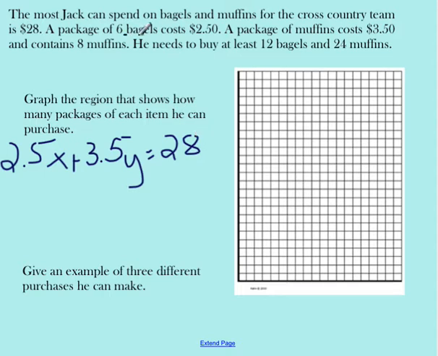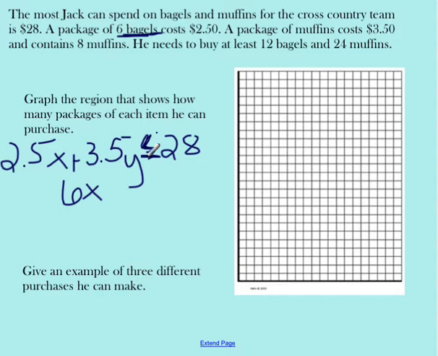Likewise, a package of 6 bagels. So for every x package of bagels we buy, we're getting 6 bagels. I'm sorry, this should be an inequality. Okay, so whatever we spend, we want it to be less than or equal to $28. We don't want to spend more than $28. We want to spend up to $28. But we could spend 27, we could spend 24, and so forth.